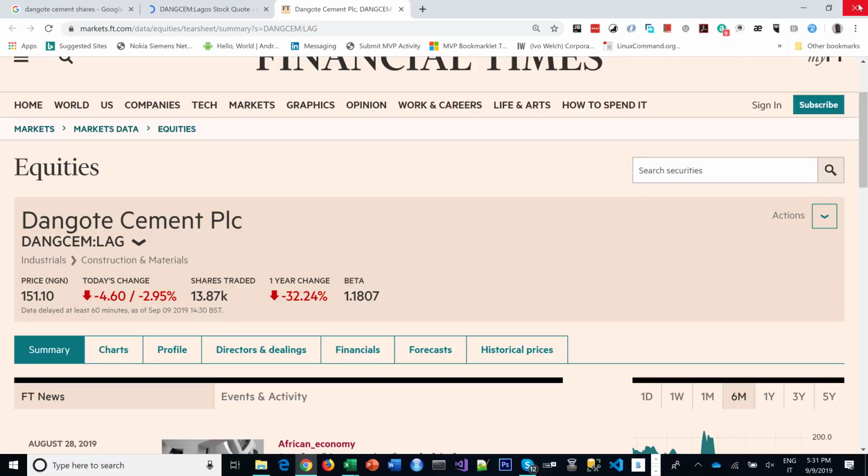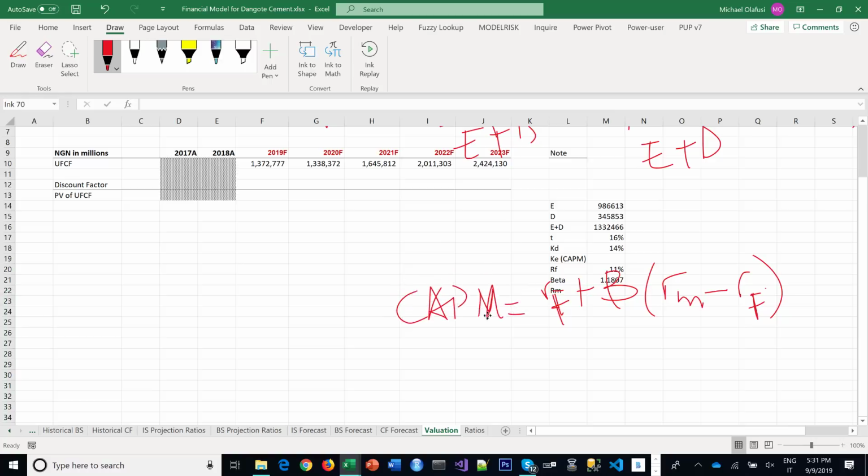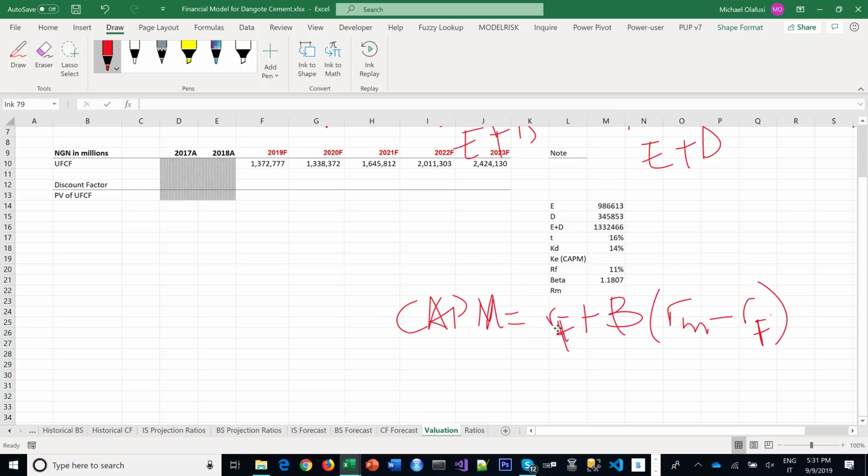1.807. So I'm going to close that because my Google Chrome eats up memory. Then for the market return, you will have to estimate the long-term Nigerian market return, since we are doing this for a company that exists in Nigeria. I have done it before.